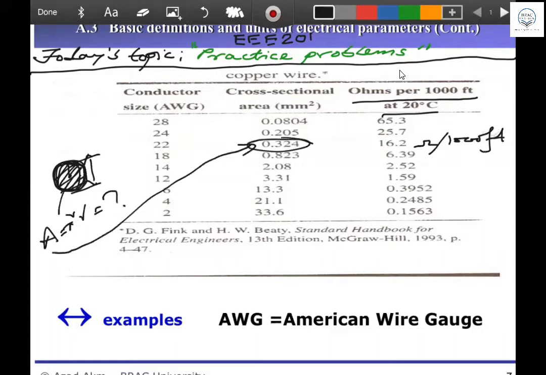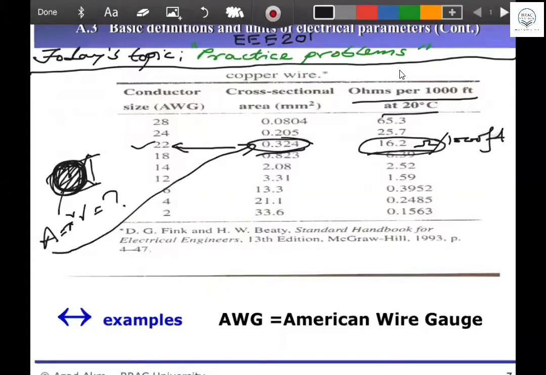So this is the cross section area of that thickness of the wire, which has this ohm per 1,000 feet. American people made it standard and gave the number as 22. So a 22 American wire gauge number means it is this thickness, whose cross section area will be 0.324, and 1,000 feet of this wire will have 16.2 ohm resistance.